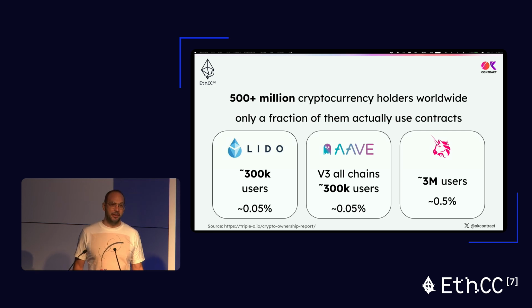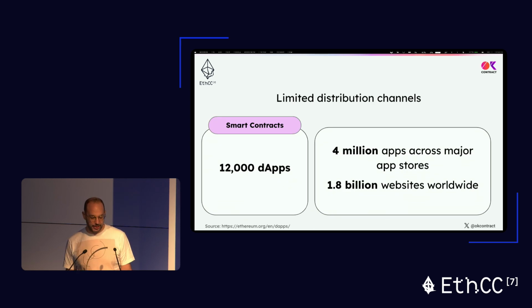If we look at Aave, which is the most used, let's say, non-staking DeFi protocol, it's about the same. If we combine the statistics on all chains for V3, the latest version, it's still 300K users. And if we look at Uniswap, which is the most heavily used dApp and smart contract, it's 0.3 million users, more so 0.5 according to different estimates.